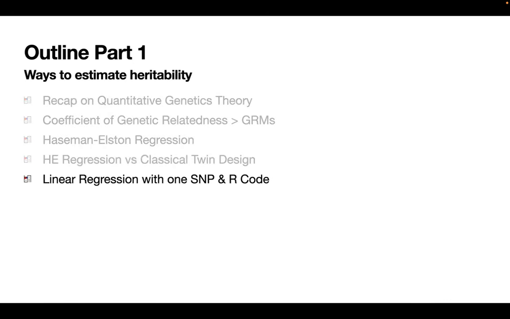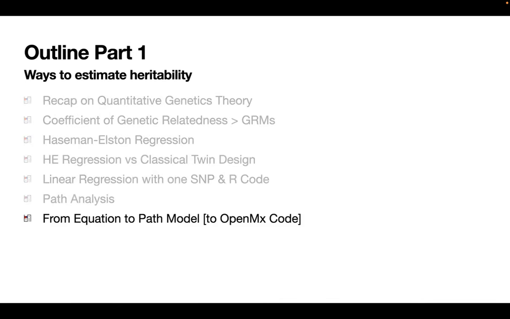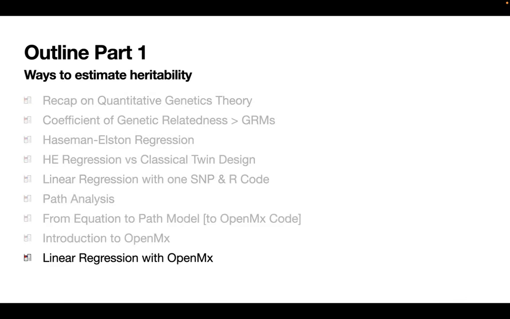We will then shift gears and introduce a simple linear regression model, as well as the method of path analysis, to show how we can go from an equation to a path model, and then eventually to an OpenMx script that we will use to estimate heritability from twin data. We will provide a brief introduction to OpenMx and show how we fit the same linear regression model in OpenMx.